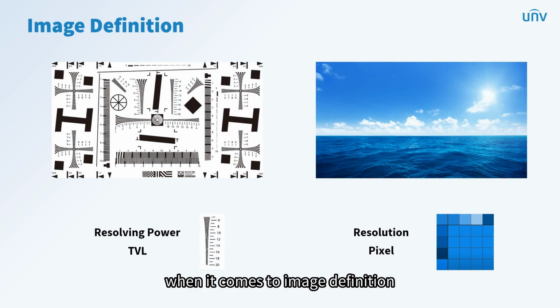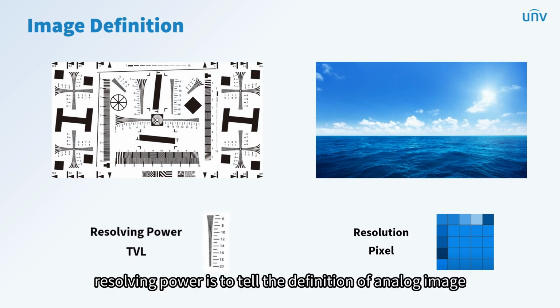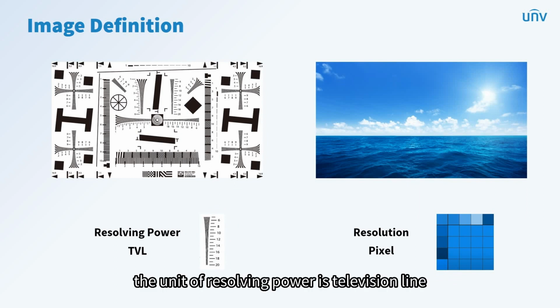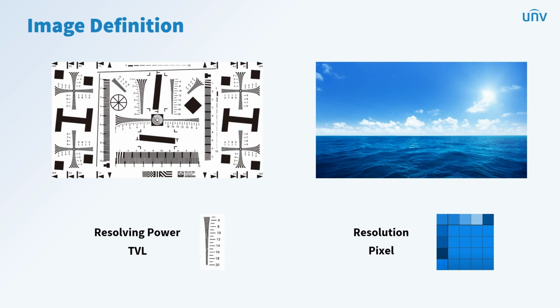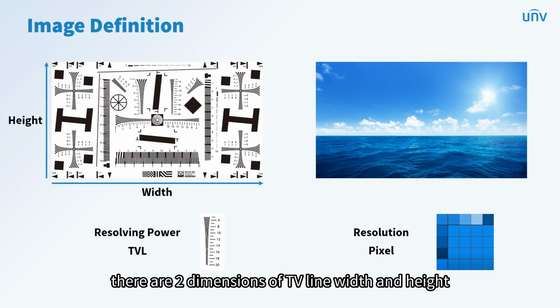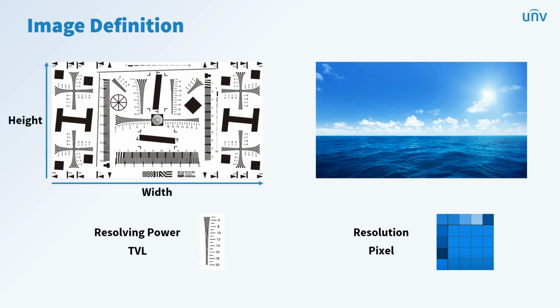When it comes to image definition, here we have 2 different ways to represent. Resolving power is to tell the definition of analog image. The unit of resolving power is television line, short for TVL. There are 2 dimensions of TV line, width and height.